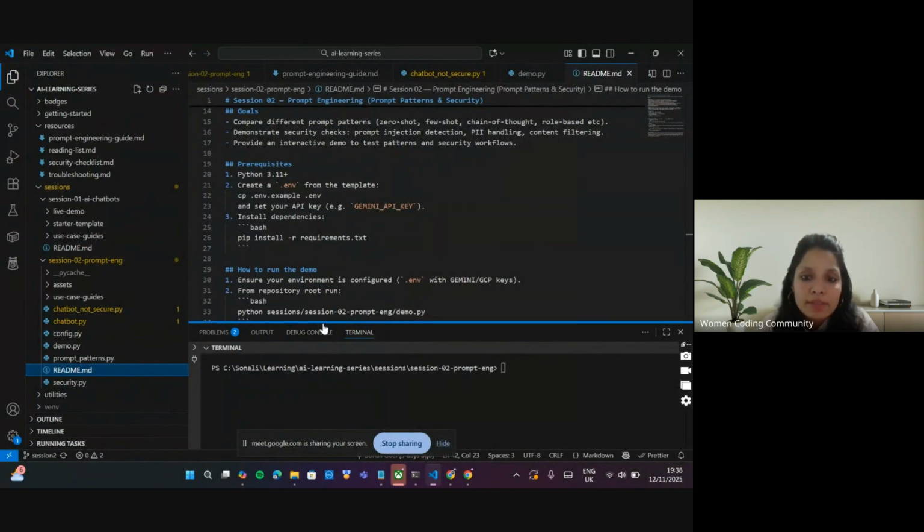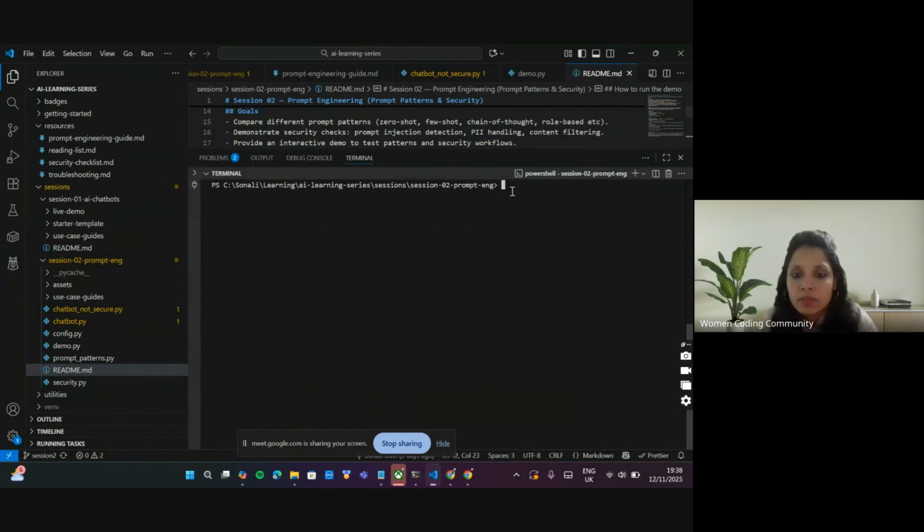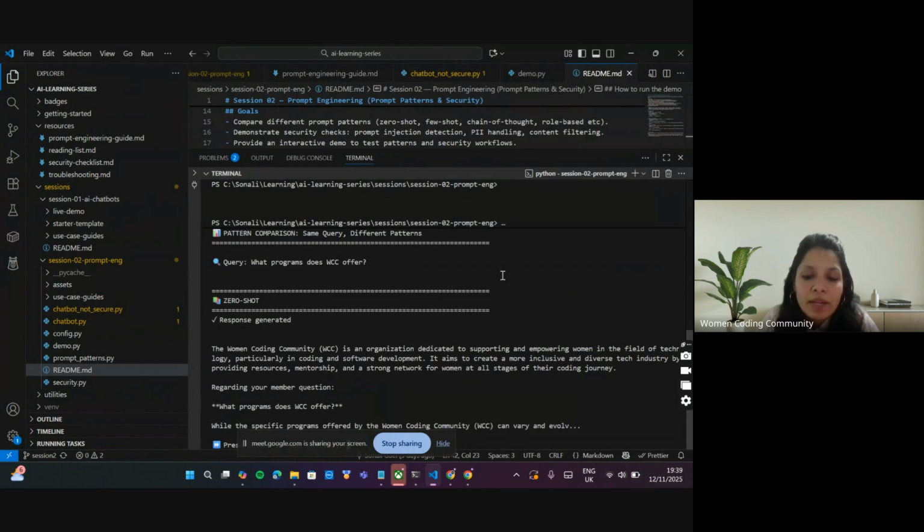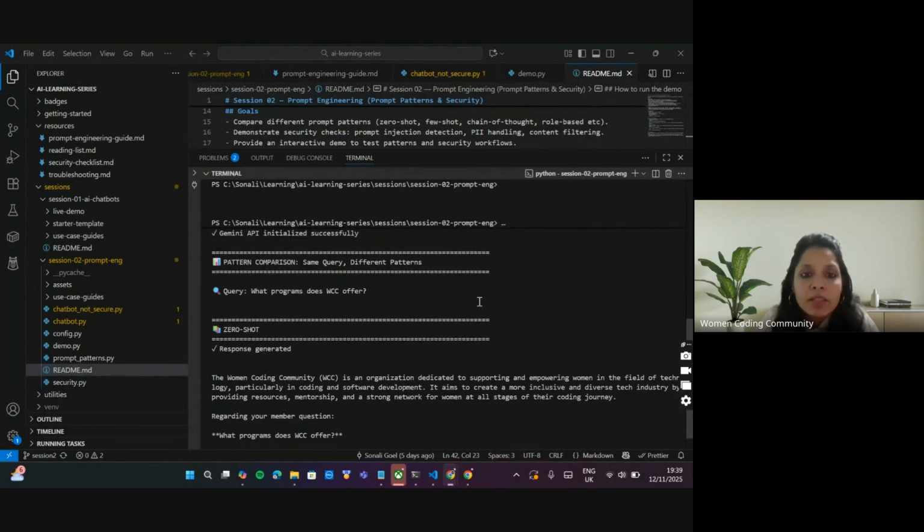Okay, so let's run it. What is happening? We are comparing the patterns in the first part of the demo. We have the same query, so the question remains the same: what programs does WCC offer? And the same query runs through different prompt patterns.